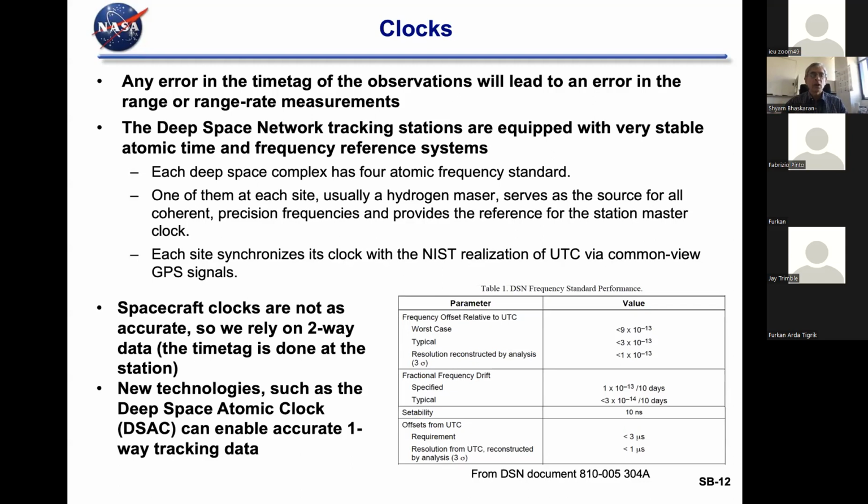And so that's why we have what's called two-way communications. The DSN sends a signal to the spacecraft, and the spacecraft sends the signal back down. Because all the time tags are happening at the station itself, we have very accurate clocks.